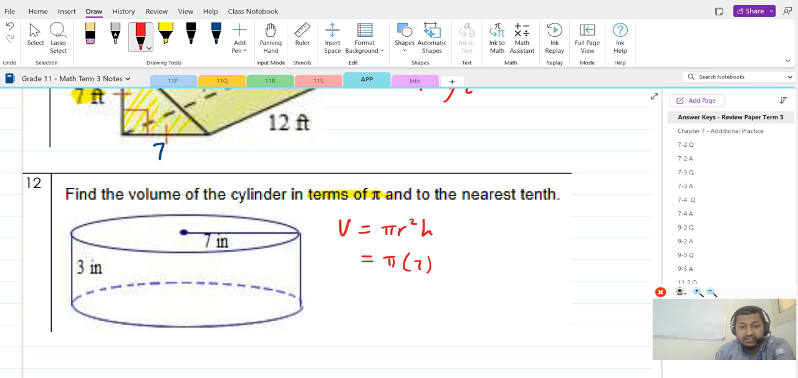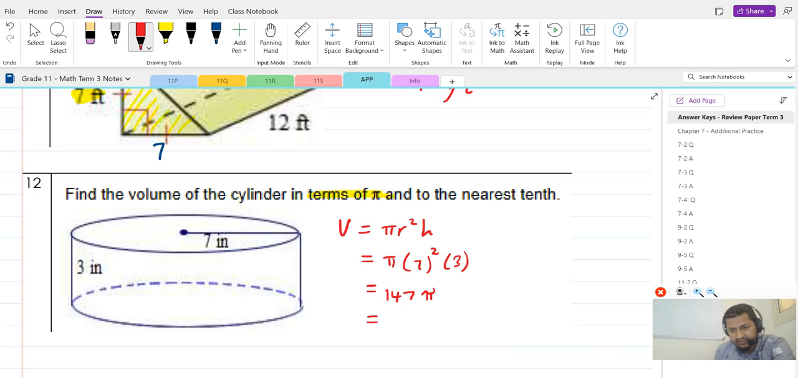Sometimes diameter is given, so you need to divide the diameter by 2 to get the radius. Remember, we always need radius. Don't ever work with diameter. Pi r squared times height, which is 3. You can see the height on the right. So we have 49 times 3, so 147 pi.